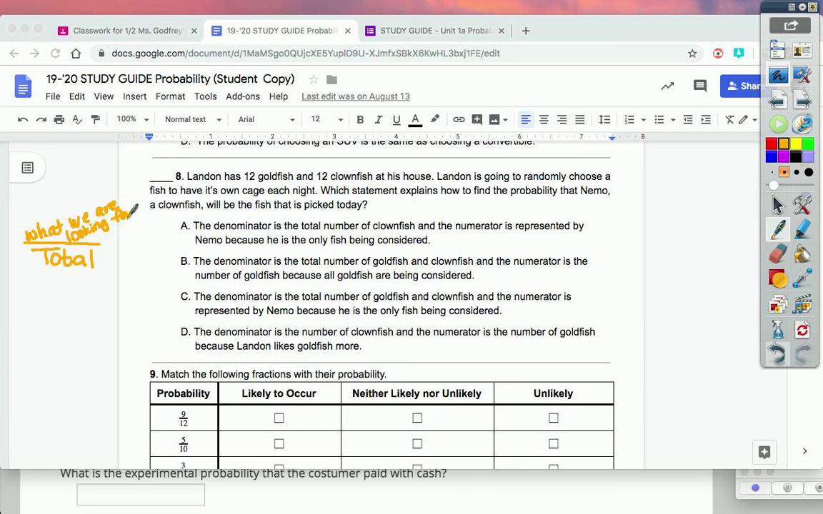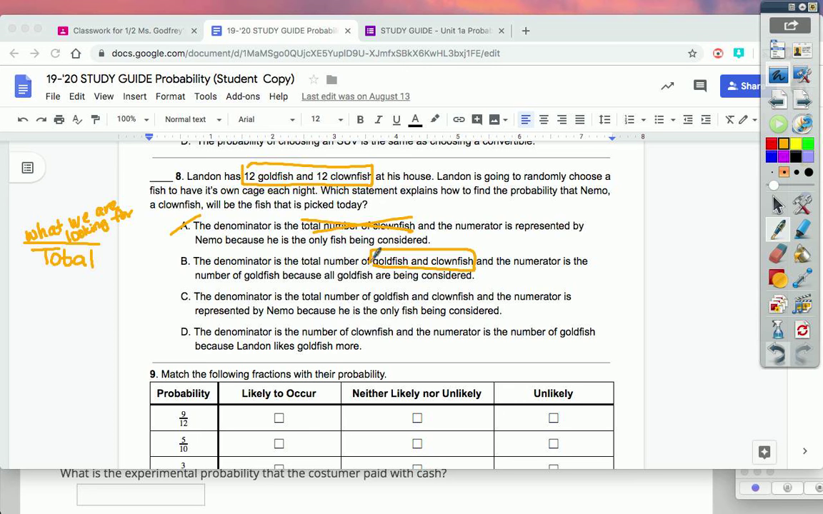All right. So the denominator, which is our bottom number, is the total number of clownfish, and the numerator is represented by Nemo because he is the only fish being considered. So what type of fish are we looking at? Well, they told us we had goldfish and clownfish. So our denominator is the total number of clownfish. Is that true? No, because it has to be the total number of clownfish and goldfish. That makes this one incorrect.